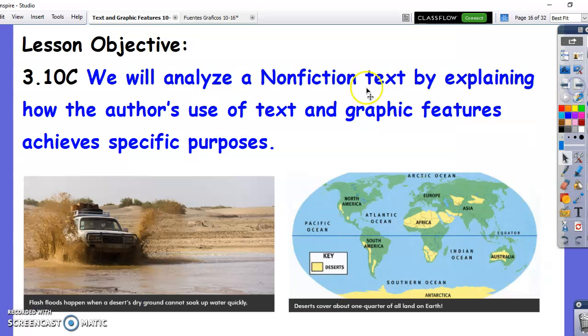Today's objective is 3.10c. We will analyze a nonfiction text by explaining how the author's use of text and graphic features achieves specific purposes. Again, some graphic features would be pictures and captions. Maps, also this map has a caption, but also the maps have keys to help you understand what the maps are showing.